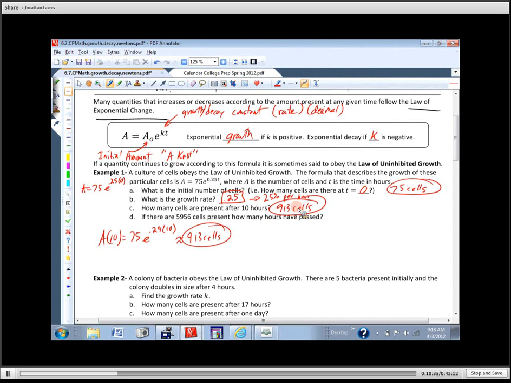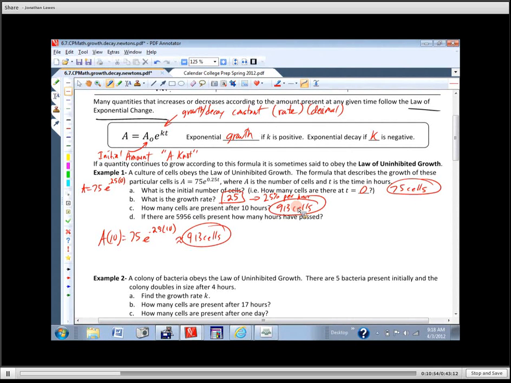Okay, next question. If there are 5,956 cells present, how many hours have passed? Okay, what does this have to do with question C? Is it like question C?